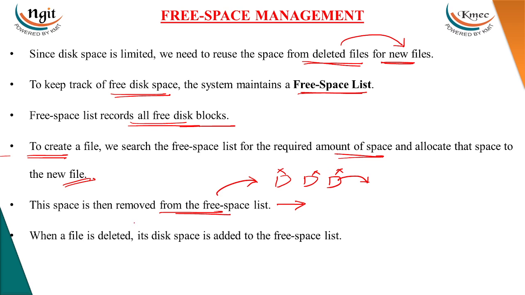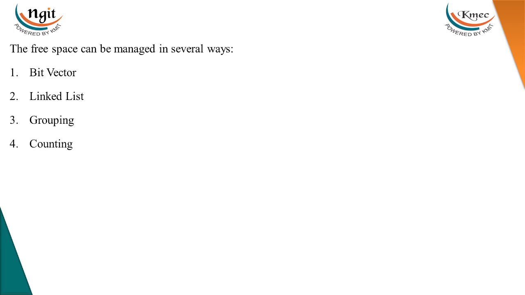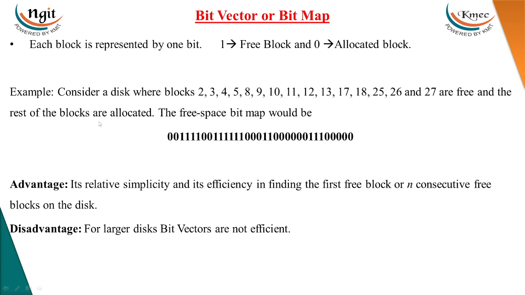When a file is deleted, the disk space is freed. That means the blocks that were used by the deleted file will be free, and those blocks will be added to the free space list. In free space management, we have several methods to manage this free space. First one, bit vector. Second one, linked list. Third one, grouping. Fourth one, counting.